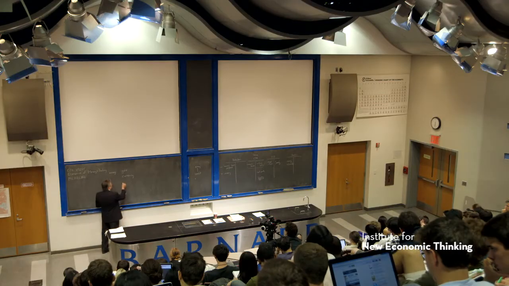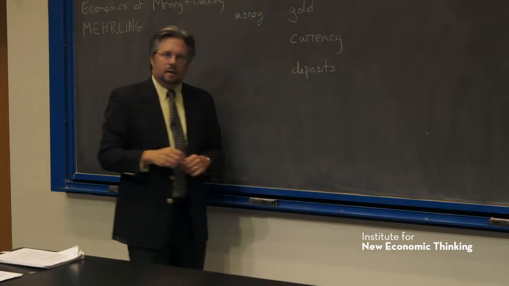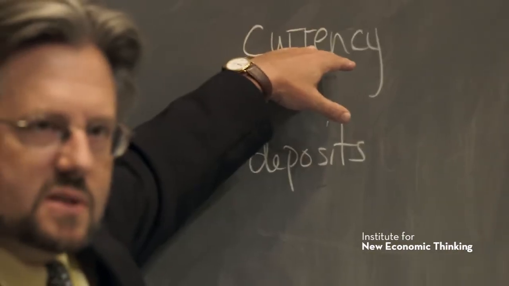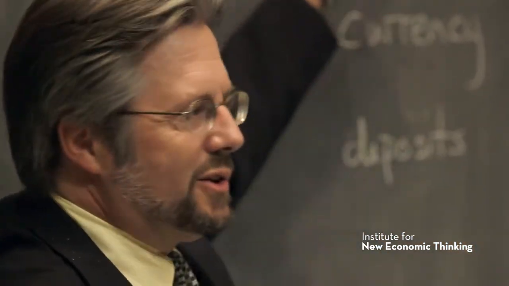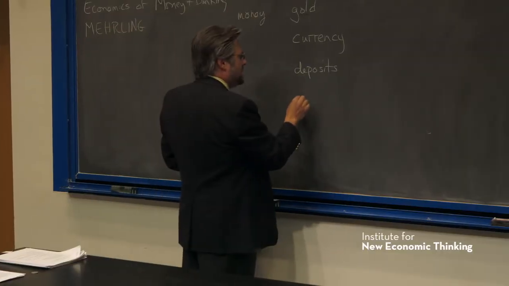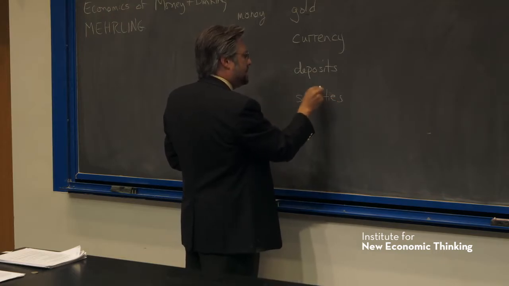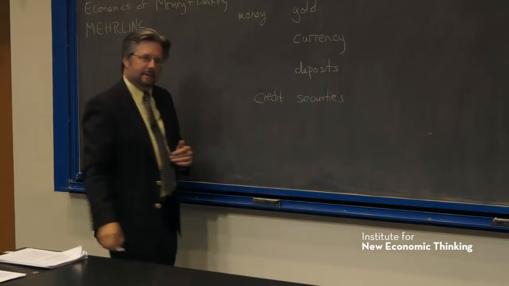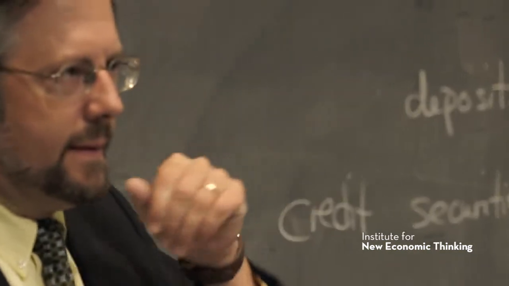Underneath that are bank deposits. These are private banks that are issuing deposits. Deposits are promises to pay currency, not promises to pay gold. But ultimately they're promises to pay gold, because if you get currency, you can turn it into gold. And then underneath deposits are all other kinds of credit. We'll just call them securities, but it could also be loans of various kinds here. Well, that's clearly credit. These are promises to pay, and this is money. Okay.